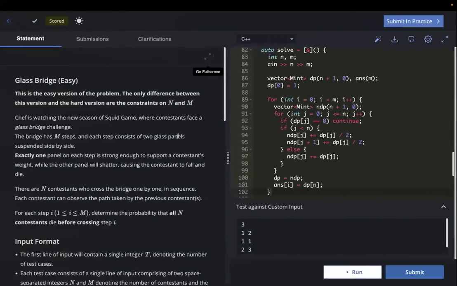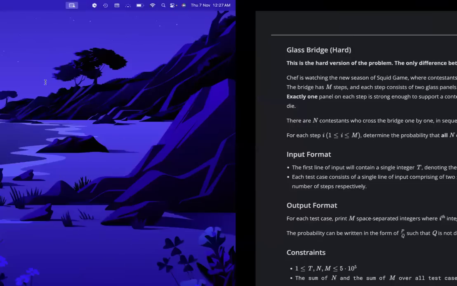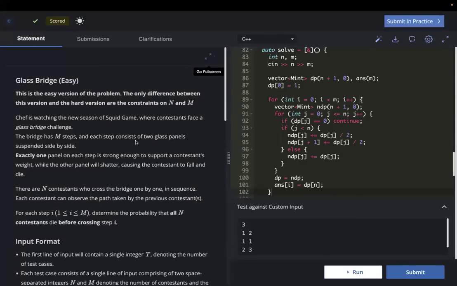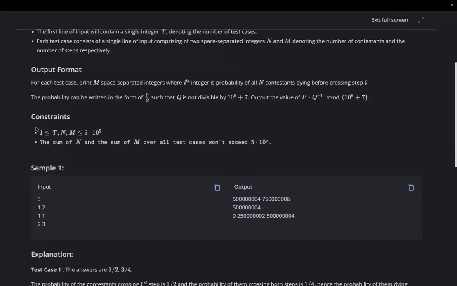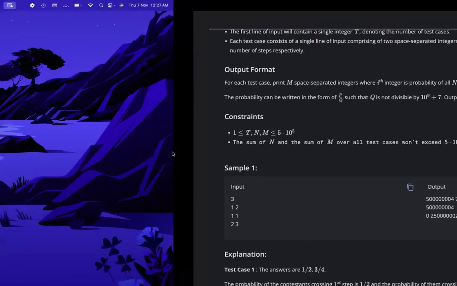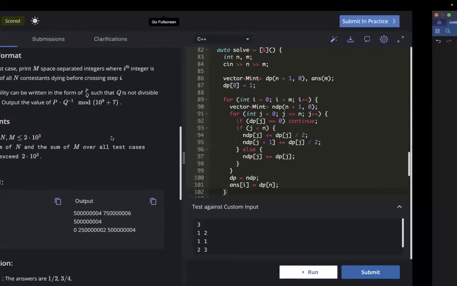So let's look at the harder part of the problem now. The problem which we solved just now was the easier version. The harder version has tighter constraints. Here, the constraints earlier were as large as 2 into 10 raised to the power 3.